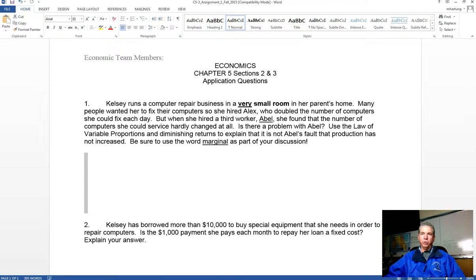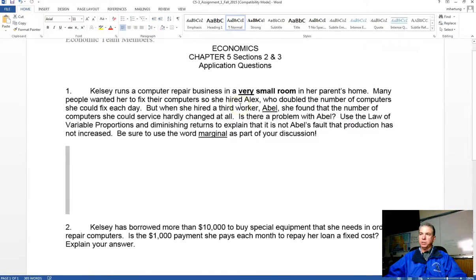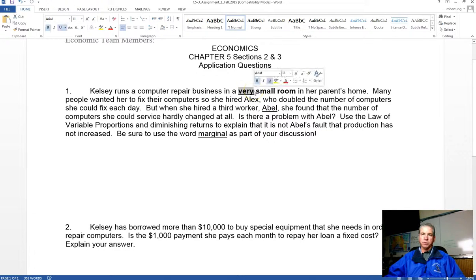Okay, assuming you are in your group, I'm going to give you just a quick overview of the assignment. What we have here is a business, Kelsey's computer business, and Kelsey repairs computers. But she does it in her parents' home in a very small room. And notice, this is a key to answering this question. Notice the word very is underlined. It's a very small room.